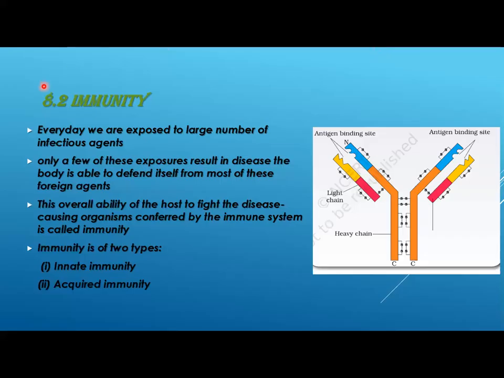Our present topic is immunity. Every day we are exposed to a large number of infectious agents. Only a few of these exposures result in disease, and the body is able to defend itself from most of these foreign agents. The overall ability of the host to fight the disease-causing organisms, conferred by the immune system, is called immunity. Immunity is one of two types: innate immunity and acquired immunity.